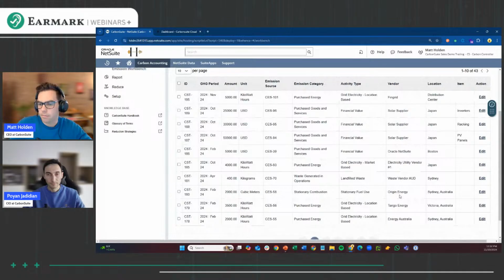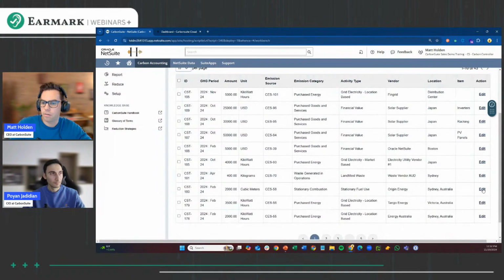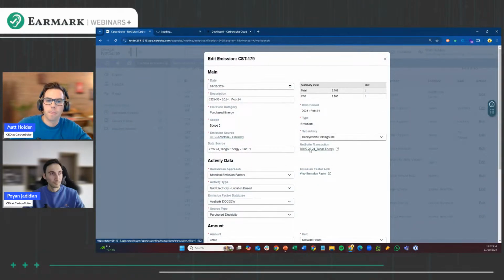So let's take a look at one of our transactions here. I think we've got one for electricity in Australia. Cool. So what's happening here is we're generating emission, we call it transactions, and we're associating those emission transactions to financial posting transactions in the system. Each bill, each expense report, each credit card transaction, these purchases, they'll have associated emissions, and they're calculated in what we call metric tons of carbon dioxide equivalent, right?